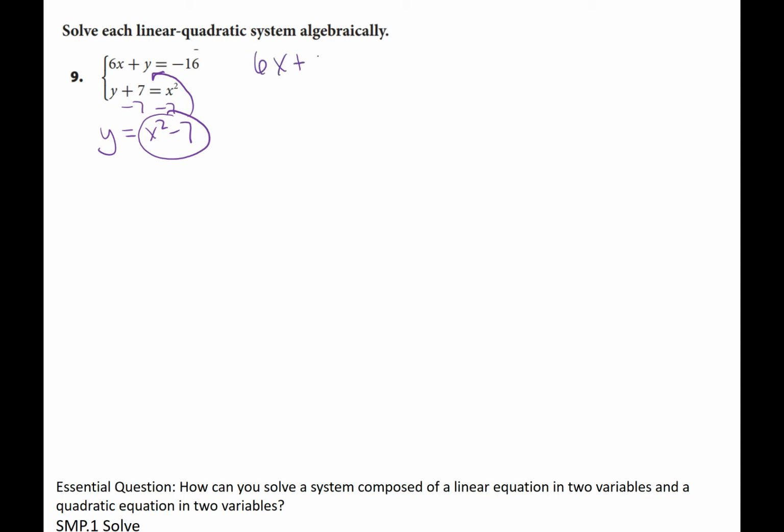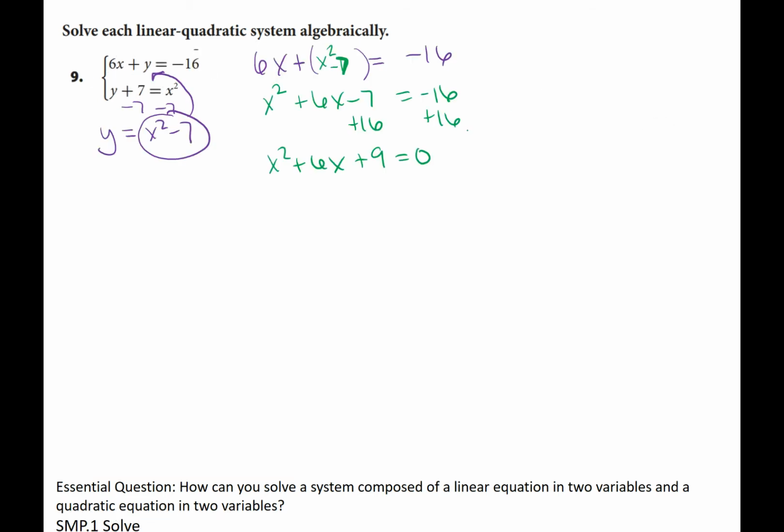So I've got 6x plus something equals negative 16. And then I plug in the x squared minus 7. There really isn't any need to have the parentheses. I could rearrange the order a little bit. We'd be more comfortable with the order as x squared plus 6x minus 7 equals negative 16. And then I need to go ahead and move this 16 over by adding it. So we have x squared plus 6x plus 9 equals 0.